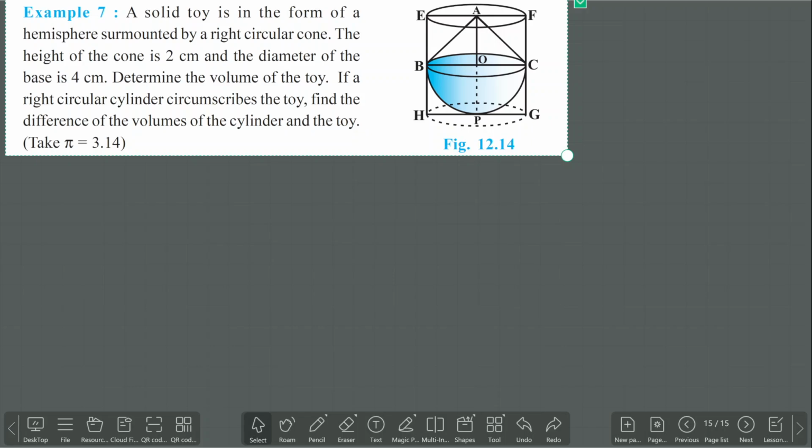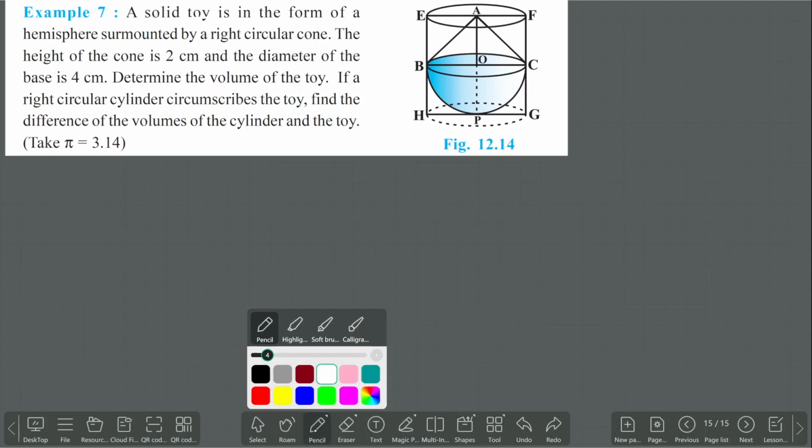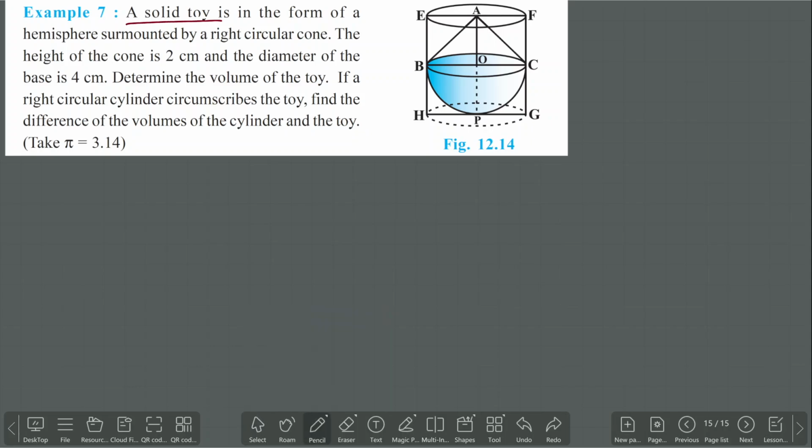This is also one of the important ones, because many times they ask this, I have seen that. So here, what is the thing they mention? A solid toy. A solid toy is in the form of a hemisphere surmounted by a right circular cone. The diagram is given, we need not draw.